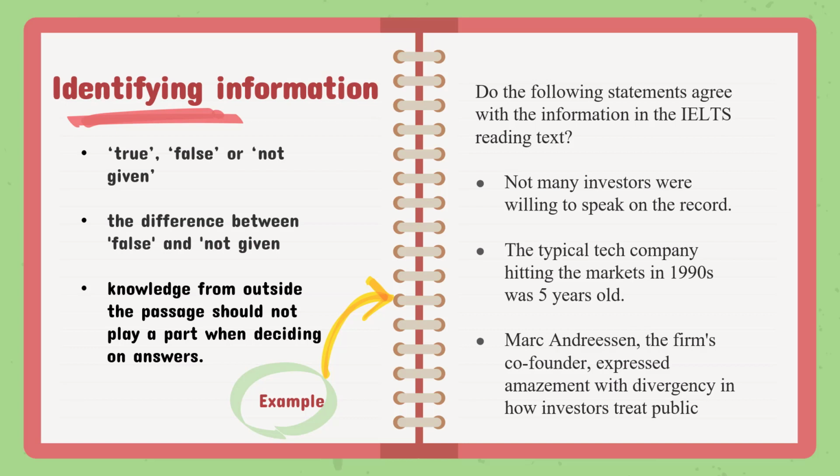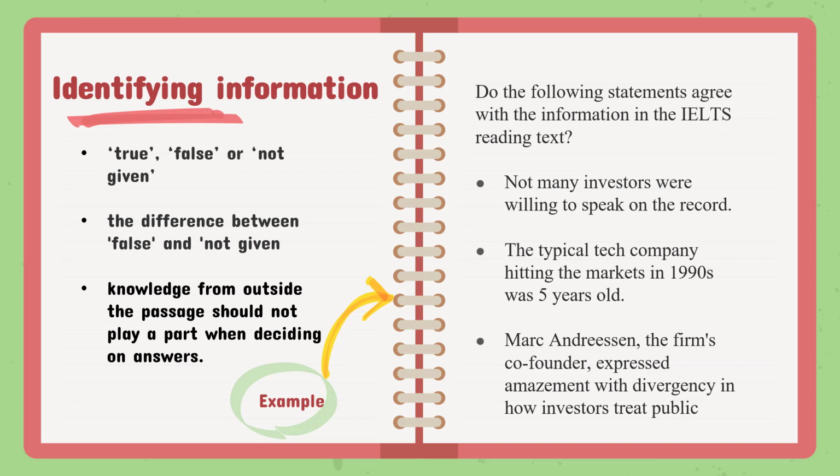Take this example. Few people in this country are rich. Then you get a question: many people here in this country are poor. Is it true, false, or not given? Well, of course, it's not true. But what about false and not given?